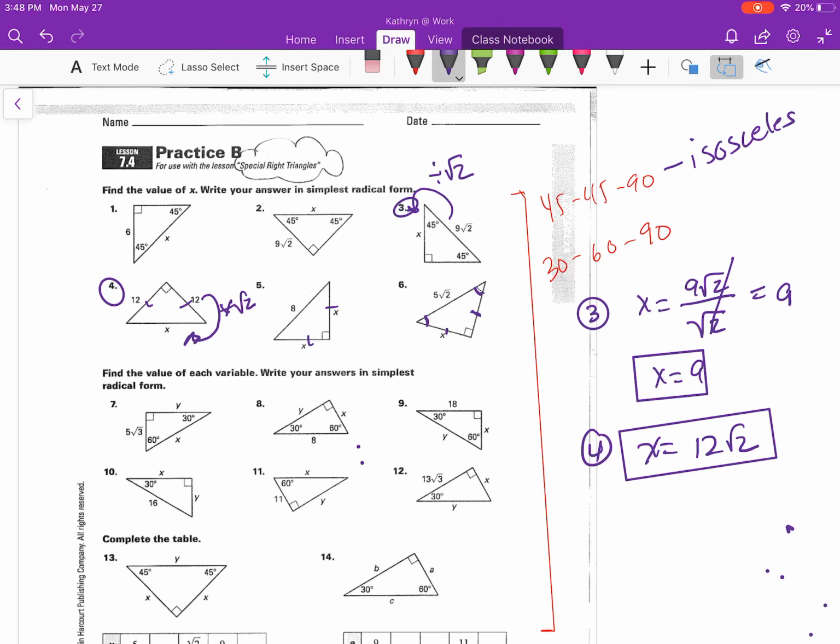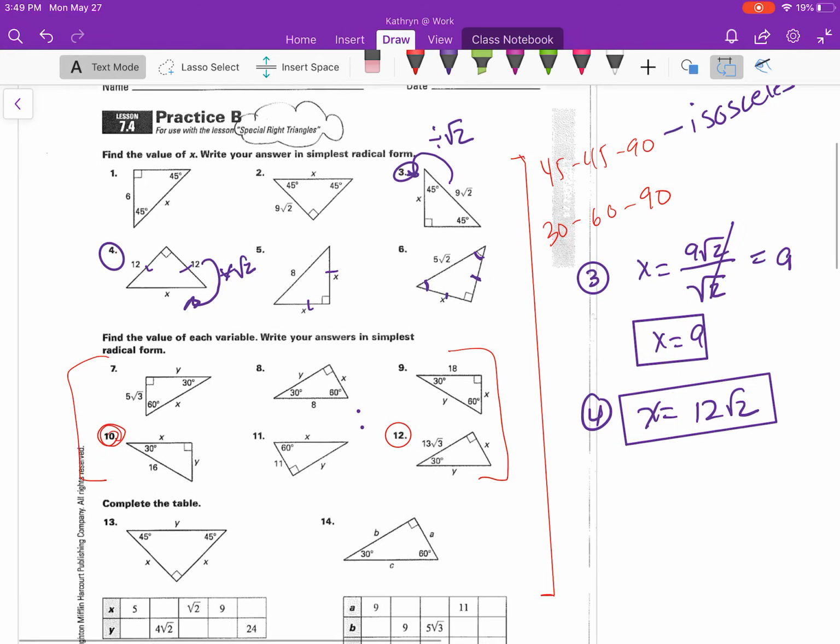And for the 30, 60, 90 triangles, that's the next set here, number 7 through 12, these guys here. Let's try number 12, and we'll also try number 10. So we'll start off with number 10.